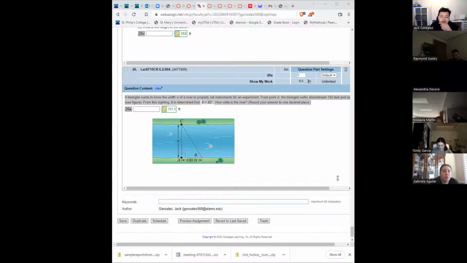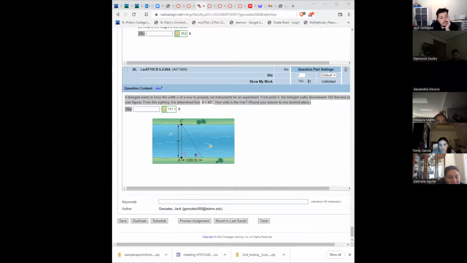Let's know the width W of a river. To properly set instruments for an experiment from point A, the biologist walks downstream 100 feet and sights the point C. Okay, all right. See the figure. From this sighting, it is determined that theta is 48 degrees. How wide is the river? All right.